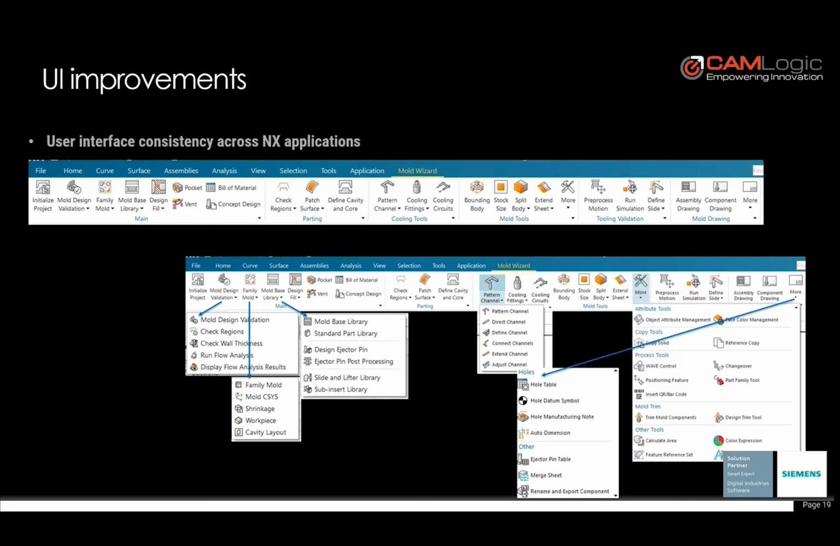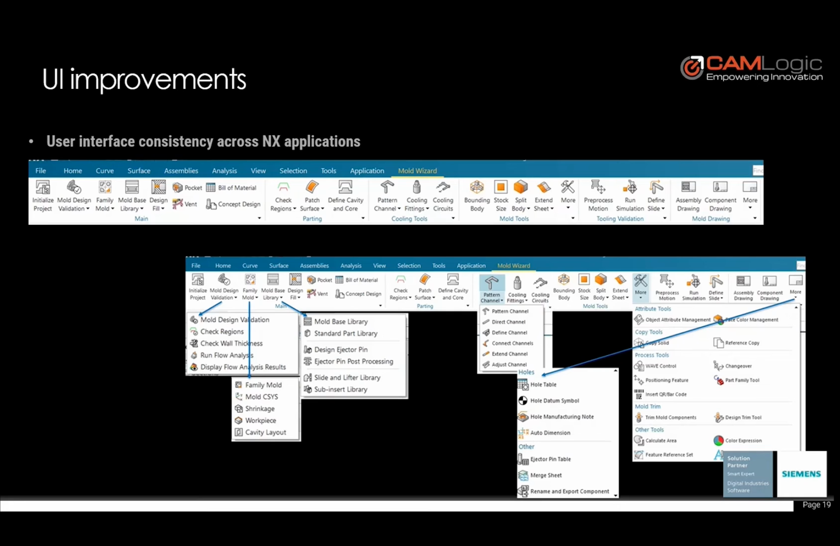UI improvement, right? So being able to have consistent user interface across the board. NX Mold Wizard really focuses on moving from left to right in the process. So I'm going to initialize my product or project, and then keep moving across as I'm going through my design. And then just across the board on NX, being able to have consistent UI information.